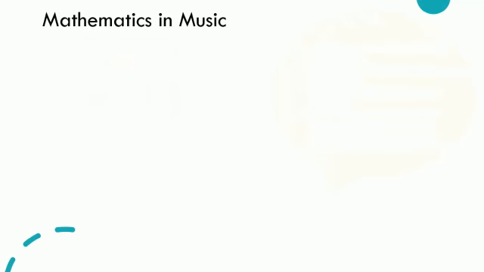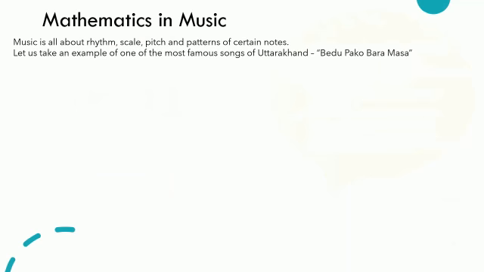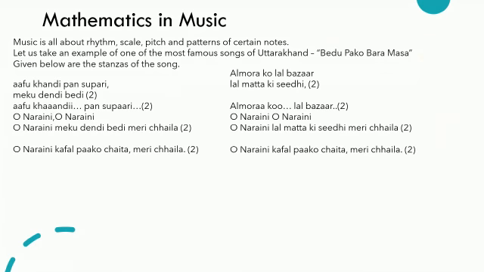Now coming to music. So music is all about rhythm, scale, pitch and patterns of certain notes. So by rearranging the 7 notes of music in different orders, we can form different songs. So let us take an example of one of the most famous songs of Uttarakhand called Bedu Pako Baramasa. So given below are the stanzas of the song.